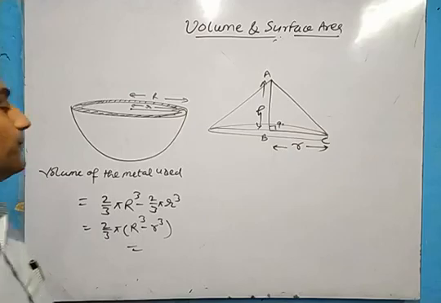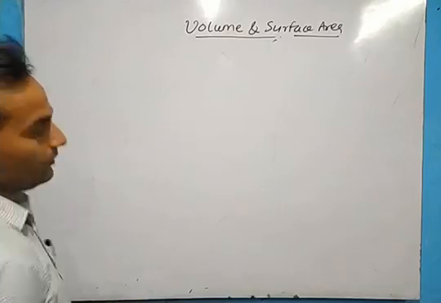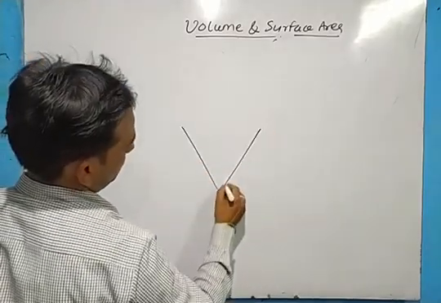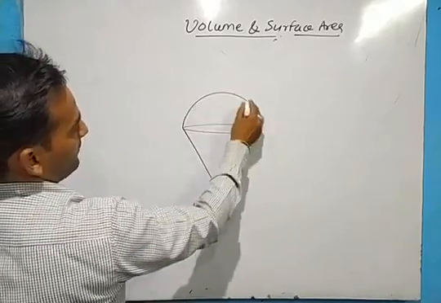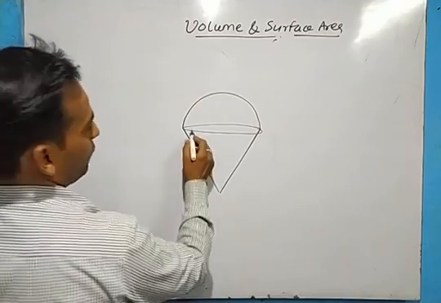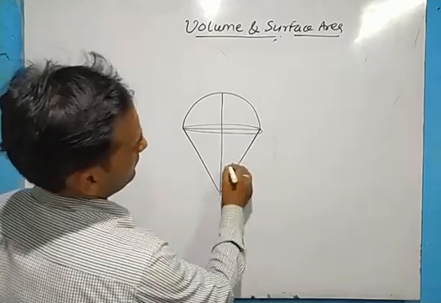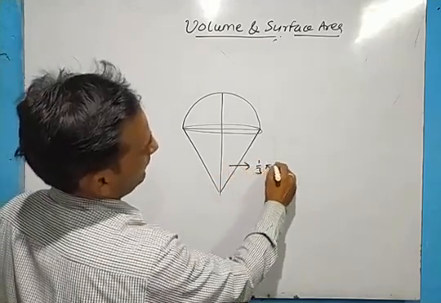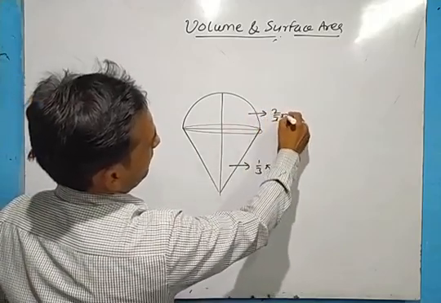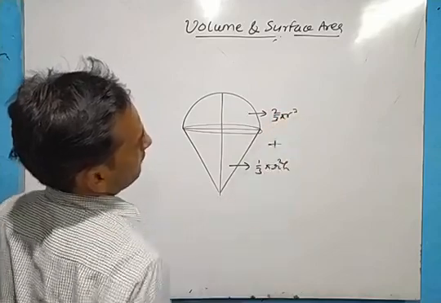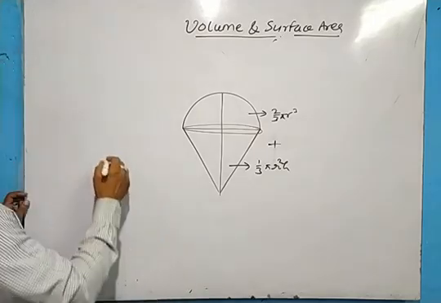Some questions will come like: the base is a cone and is surmounted by a hemisphere, or you can say an ice cream cone, okay. So what will be the volume of this figure? Very easily you can say volume of cone is 1 upon 3 pi r square h. Volume of hemisphere is 2 by 3 pi r cube. So total volume will be the sum of these two.